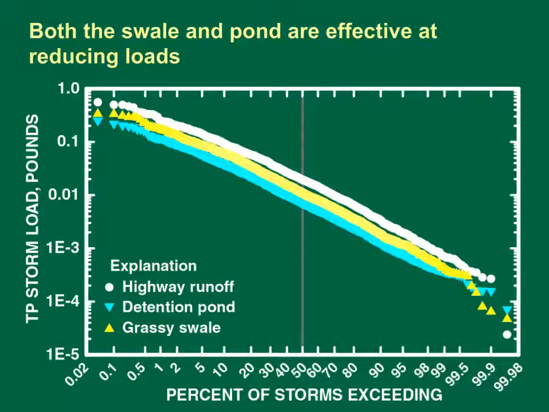This graph shows the loads of total phosphorus in highway runoff and outflow from a grassy swale and a detention pond BMP. This graph has a log scale on the vertical axis and the percentage of storms equaling or exceeding a given load with a probability scale on the horizontal axis. The graph shows that the pond is more effective at reducing loads for most storms, mainly because the pond is much more effective than the swale for reducing concentrations. This example shows how SELDM can be used to evaluate different BMPs for meeting load reduction objectives in TMDL studies.